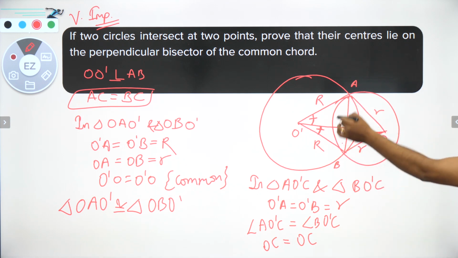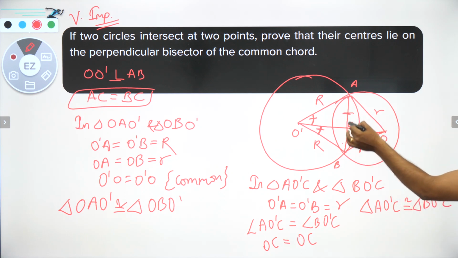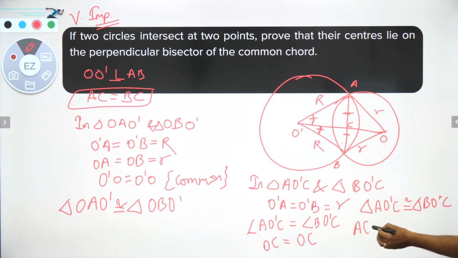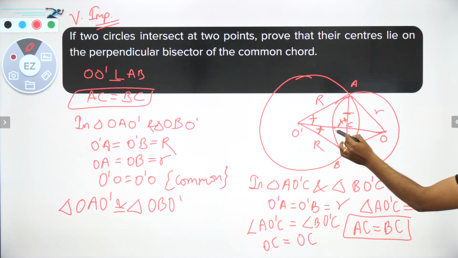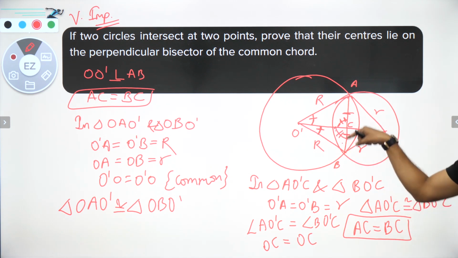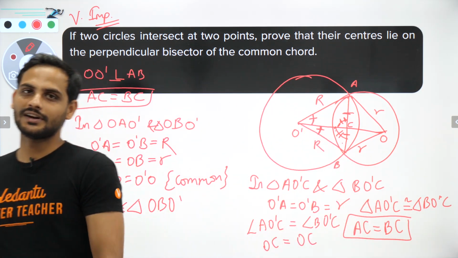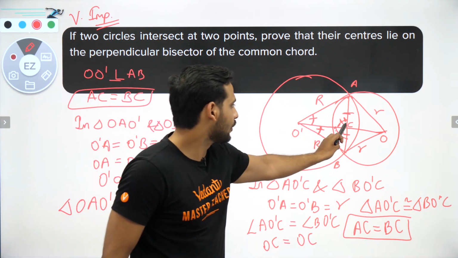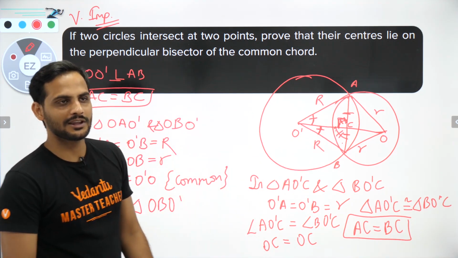So now I can say triangle A O dash C is congruent to triangle B O dash C, and if they are congruent, the first thing that I have proved by CPCT is AC equal to BC. And by CPCT I now know these two angles are also equal, and the sum of these two angles should be equal to 180 degree. So x plus x is 180, that means x is equal to 90 degree. So you got to know this angle will be 90 degree as well.